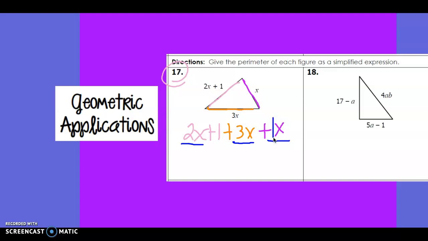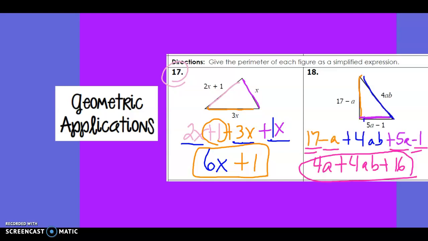I can combine them by adding the coefficients. So I'm going to add 2 plus 3 is 5, plus 1 is 6. So I have 6 x's. And then the constant term here, this 1, I'm just going to bring it down because I have no other constants to combine it with. So the perimeter of this triangle is 6x plus 1. Now hit pause and try number 18 and hit play when you are ready.